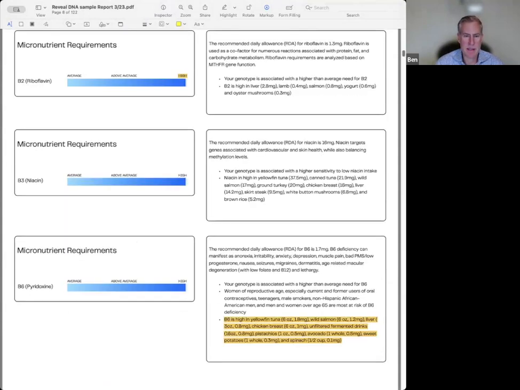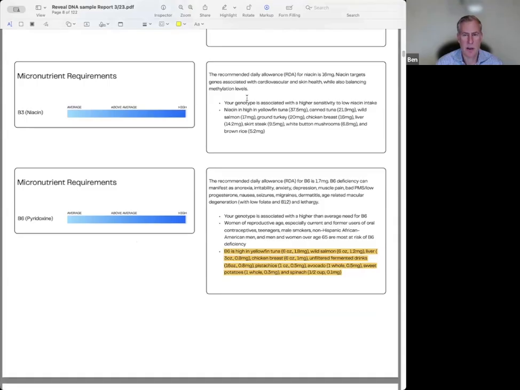Next is B3 niacin. This person also has a high need for niacin. It gives you the target amount, 16 milligrams. You'd say where it is associated, the genes that are associated with the need for niacin tend to be associated with cardiovascular support, skin, and methylation. So this person is associated with a higher sensitivity to low niacin, meaning that if they have a low niacin intake daily, regularly, they're going to be sensitive to that. And it's going to impact cardiovascular, skin, and methylation.